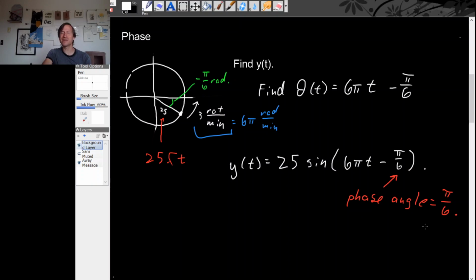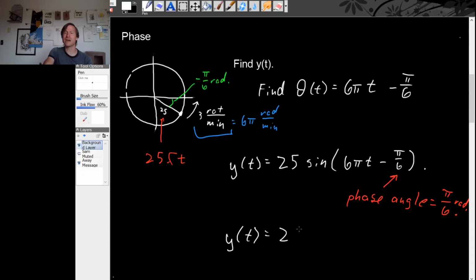Now, it's important to realize that this phase angle is genuinely an angle. So this is in radians. It looks kind of like a horizontal shift, but a horizontal shift in this graph would be a shift in time. And this shift is an angle shift. It's not a time shift. So this isn't a horizontal shift in the graph. You can find the horizontal shift if you want to.